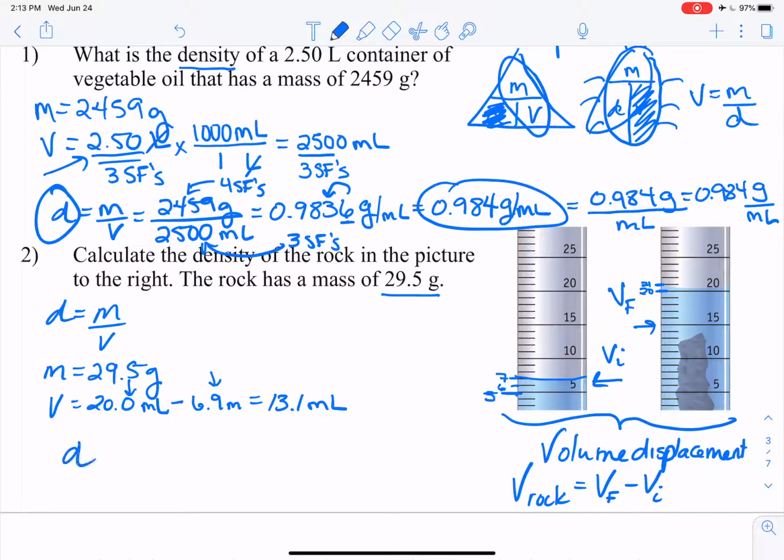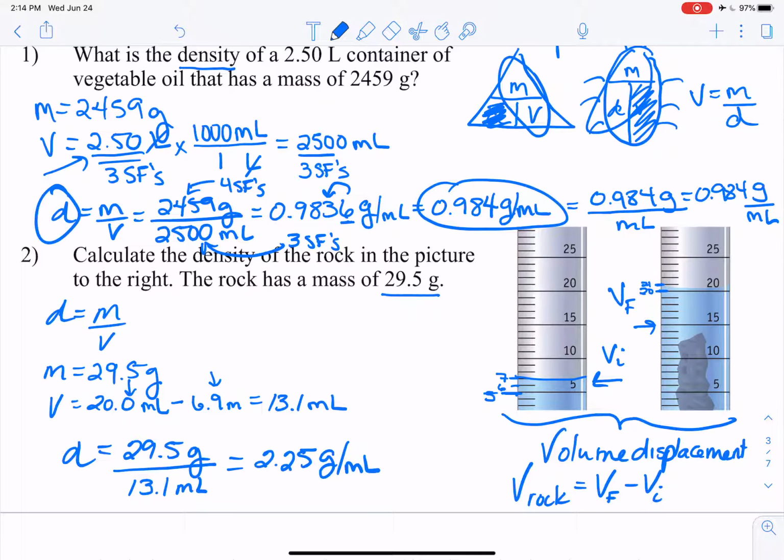Now we can do the density is equal to the mass divided by the volume. So 29.5 grams divided by 13.1 milliliters, and the numerator has 3 sig figs and the denominator has 3 sig figs, and we end up with an answer that has how many sig figs? 3. So we get 2.25 grams per milliliter.